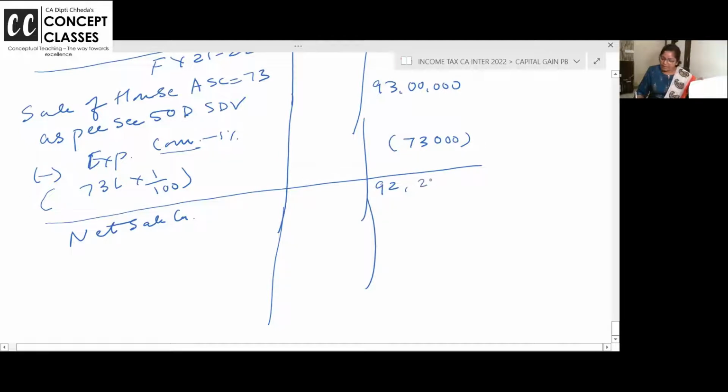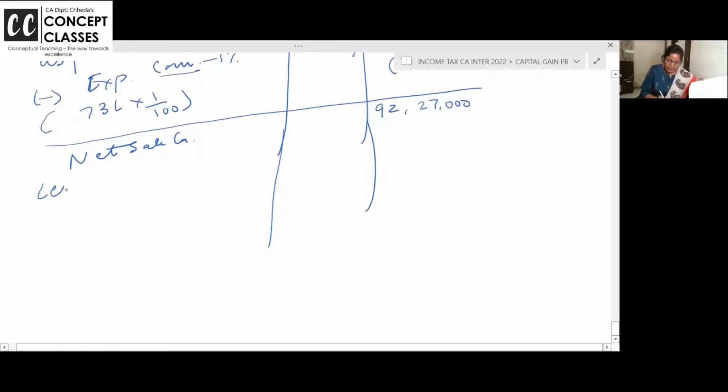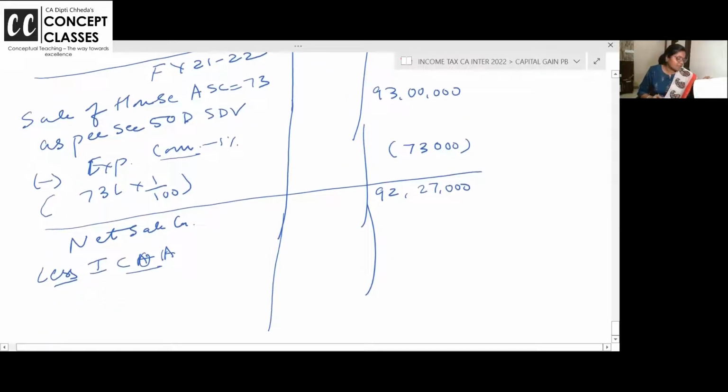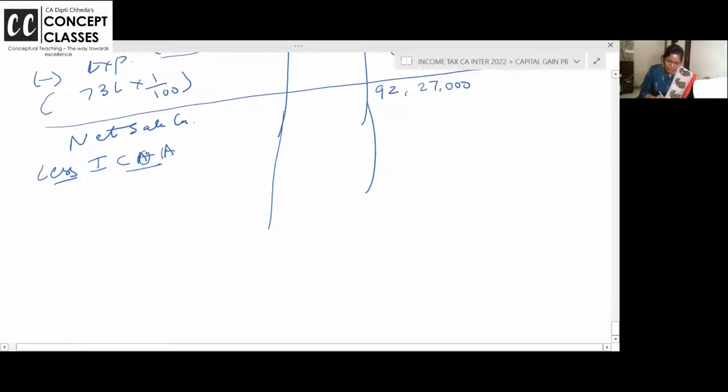92 lakhs, 27,000. Now less index cost of acquisition. घर कब खरीदा आपने? When did you buy the house? For 50 lakhs. We purchased the house at 50 lakhs cost on 31st March 16. So we will take 16, 17.